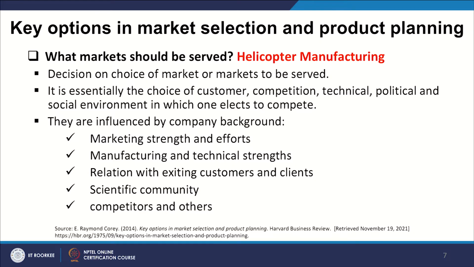and what would be their decision on choice of a market or markets to be served, especially with reference to Uttarakhand, our state. And it is essentially the choice of customer, competition, technical, political and social environment in which one elects to compete, and you can resonate this statement with helicopter manufacturing or helicopter based planning as a product. They are influenced by company background, marketing strength and efforts, manufacturing and technical strengths, relation with existing customers and clients, scientific community, competitors and others.